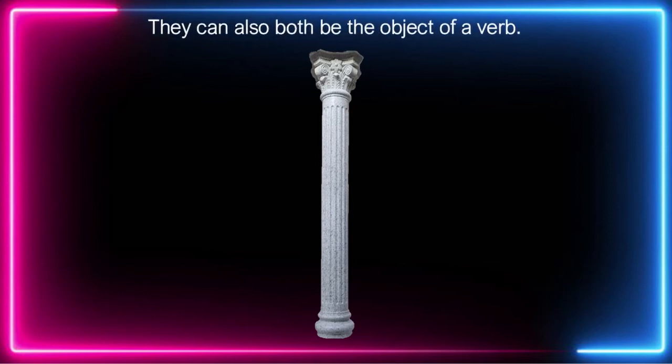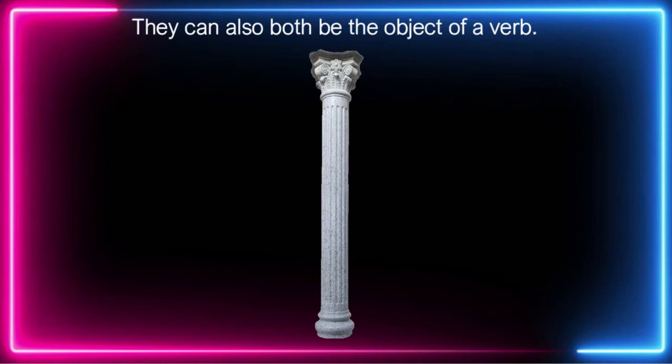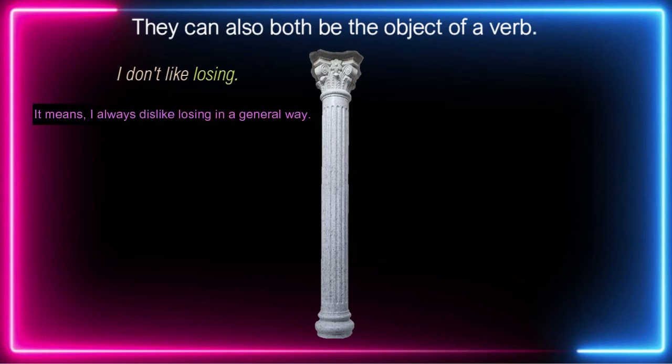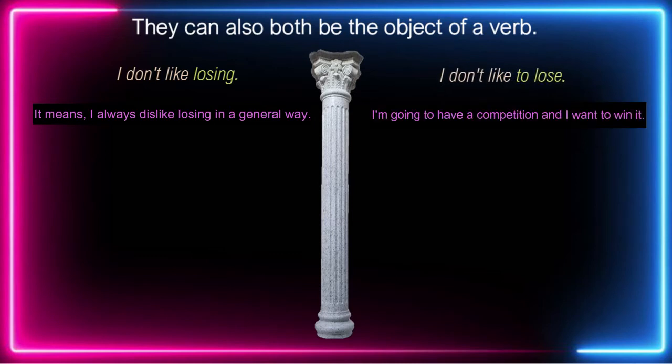They can also both be the object of a verb. I don't like losing. It means I always dislike losing in a general way. I don't like to lose. I'm going to have a competition and I want to win it.